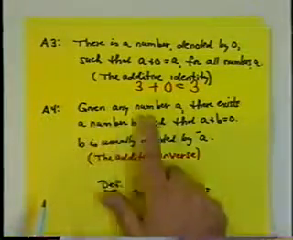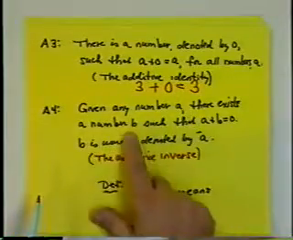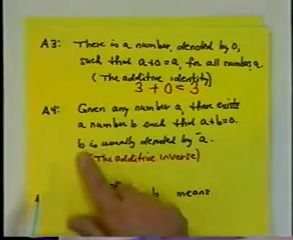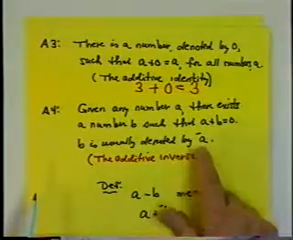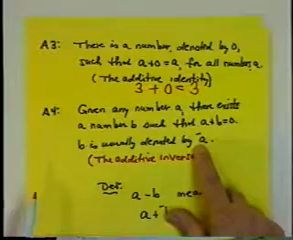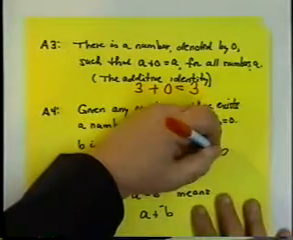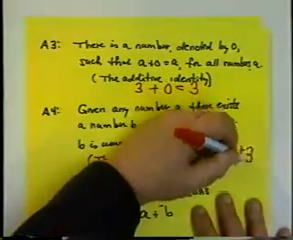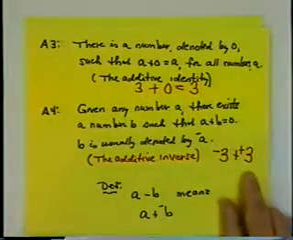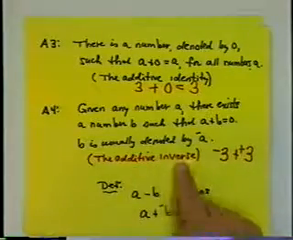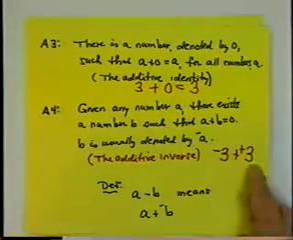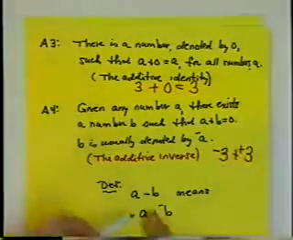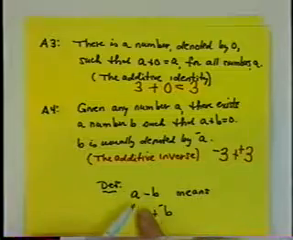This one says what? Given any number a, there exists a number b such that when you add a to b, you'll get 0, and b is usually denoted by the symbol negative a or the opposite of a. For example, what number, based on signed numbers, can you add to negative 3 to get 0? The answer is positive 3. So negative 3 and positive 3 are the additive inverses of one another, because when you add them, you'll get 0.